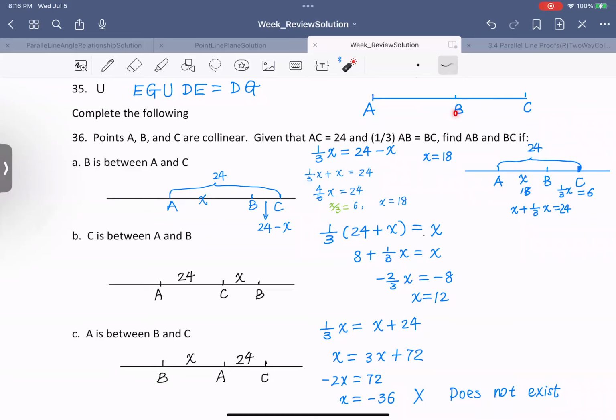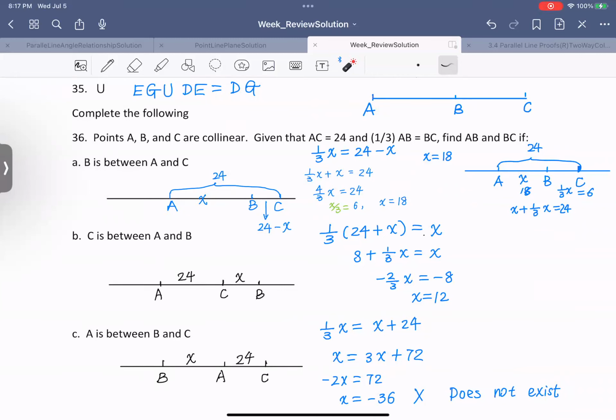So you don't know the B location, right? They only tell you this, but without graphing it. So you have to draw it by yourself. You say, okay, first scenario is B is between. So you put B between, and you have the total length as 24. 1/3 of AB equals BC. So you call this piece X. This total is 24, and the rest of it is 24 minus X.